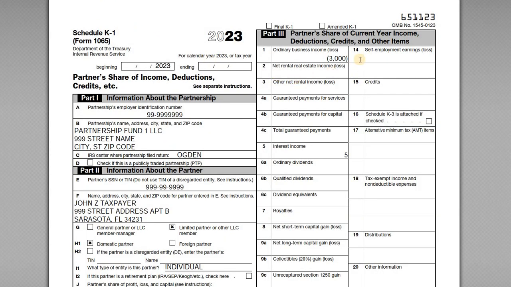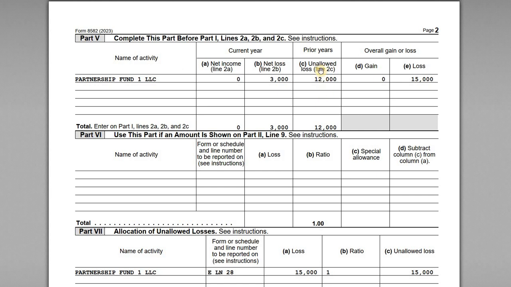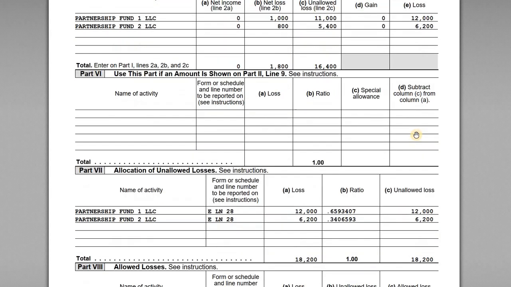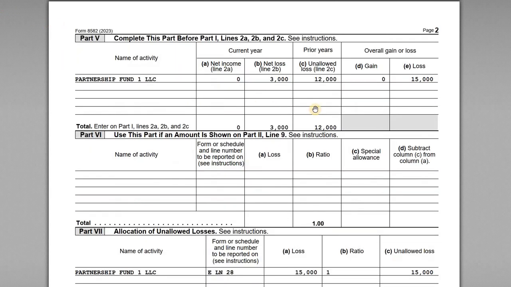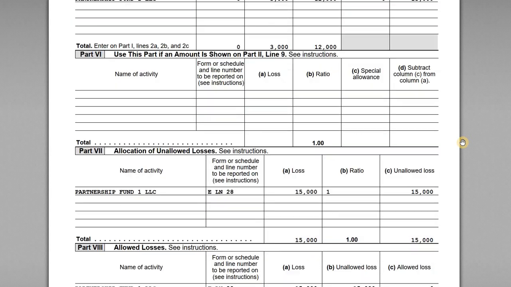So if we look here, there's the $3,000 loss from this fund for 2023, and then the $12,000 unallowed prior year loss is what we see down here in Part 8, right? So $12,000 unallowed loss from 2022, $12,000 is being carried forward to 2023. So we've got current year loss, prior year unallowed, overall gain or loss of $15,000.